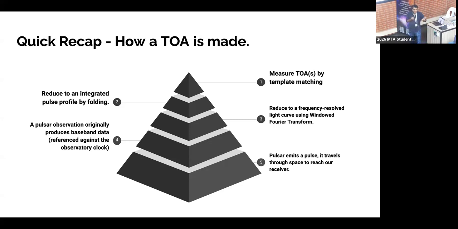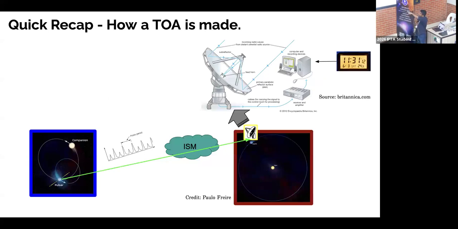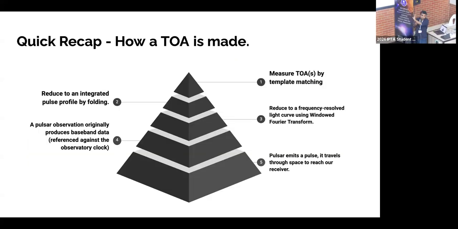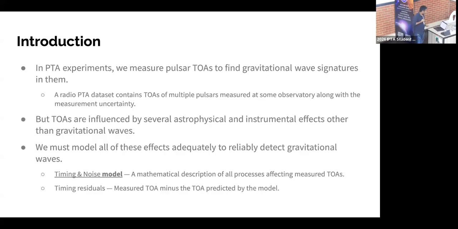So our measured TOA is in fact a resultant of all these processes: all these astrophysical processes, all of those processes happening inside the observatory hardware, and all of these things happening in software. So our observed TOA is a sum of all of this. So whatever noise model that we are using has to reflect all of these things accurately.